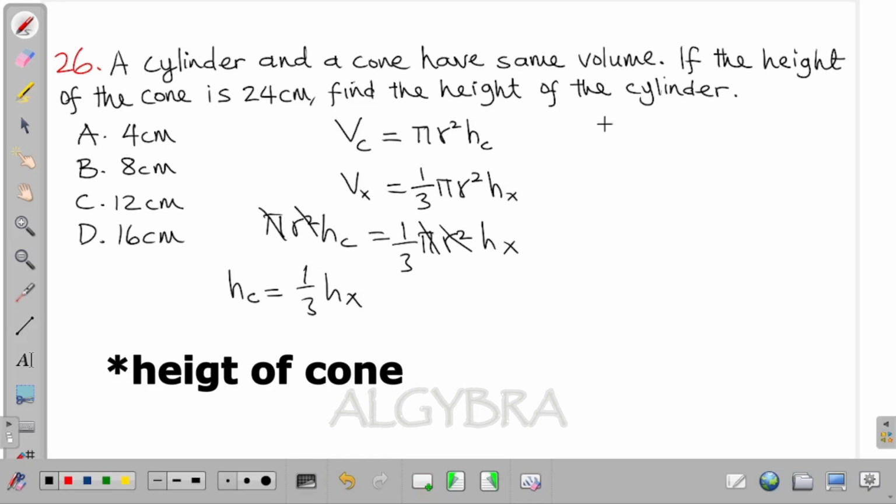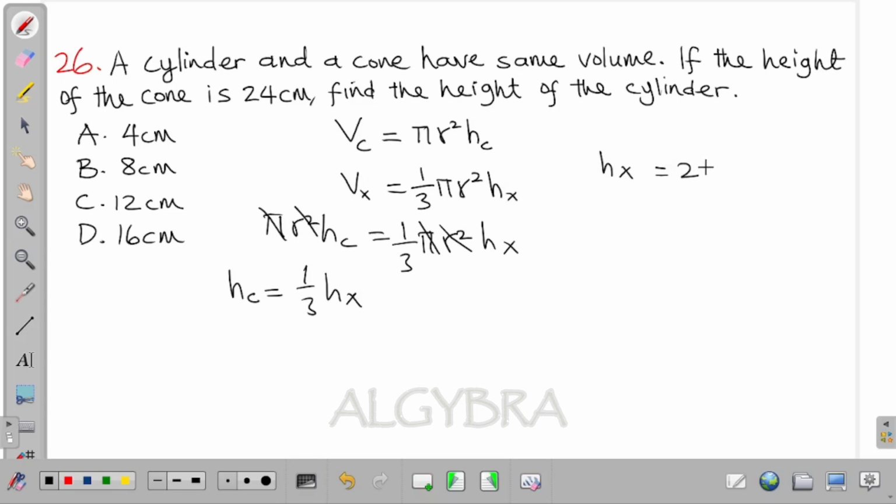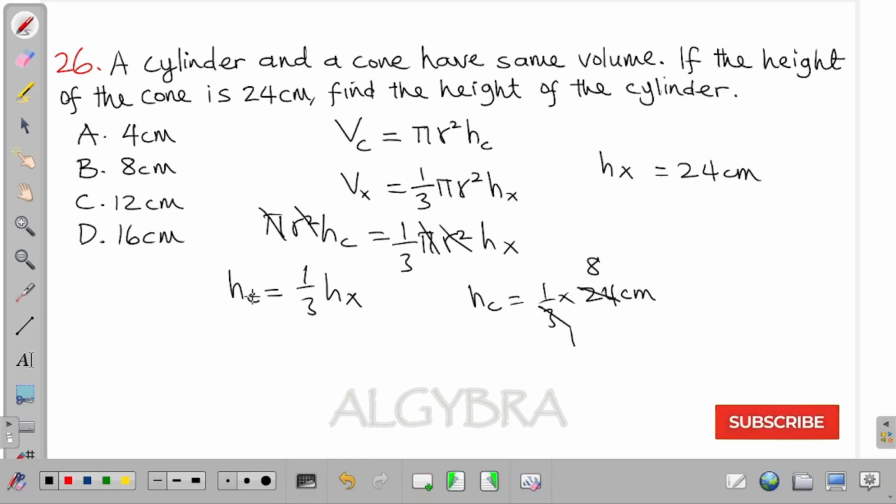So we know that the height of the cone was given to us, which is hx is equal to 24 centimeter. So that means that hc is equal to 1 over 3 times 24 centimeter. And so there is a 3 in 3, which is once, and there's a 3 in 24, and that is 8. So therefore, the height of the cylinder is going to be equal to 8 centimeter, which is option B.